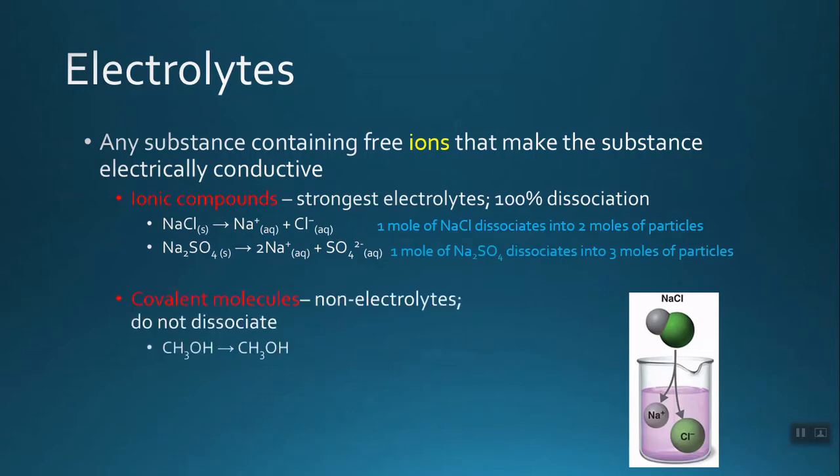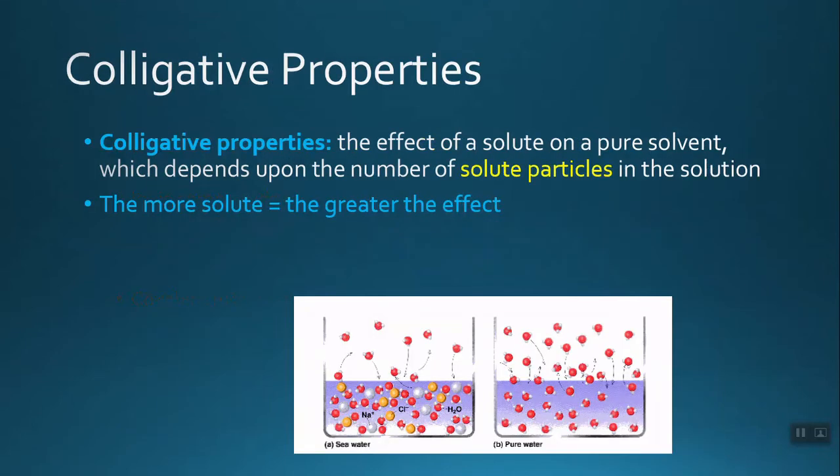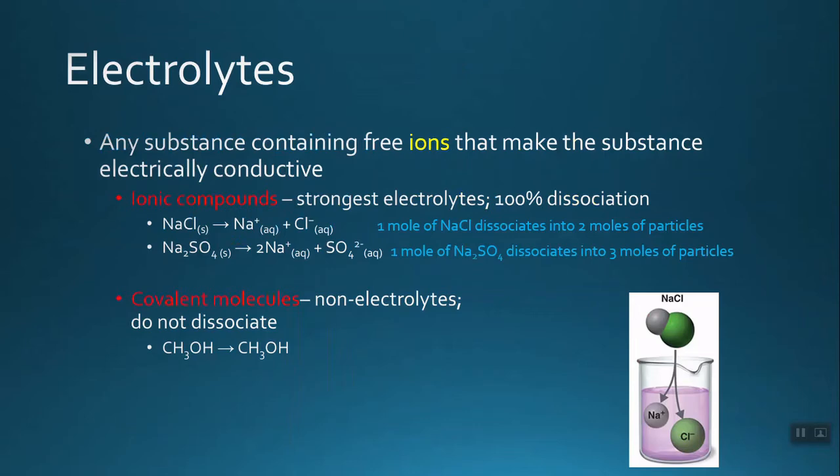Covalent compounds are non-electrolytes because they don't dissociate at all. For example, like sugar, it will dissolve in water, but because sugar is not composed of positive and negative ions, when it dissolves, it's not going to dissociate, it's just going to stay as that one sugar molecule. Okay, so this is methanol. Methanol will not separate, it does not dissociate, so there's just 1 mole of methanol there.